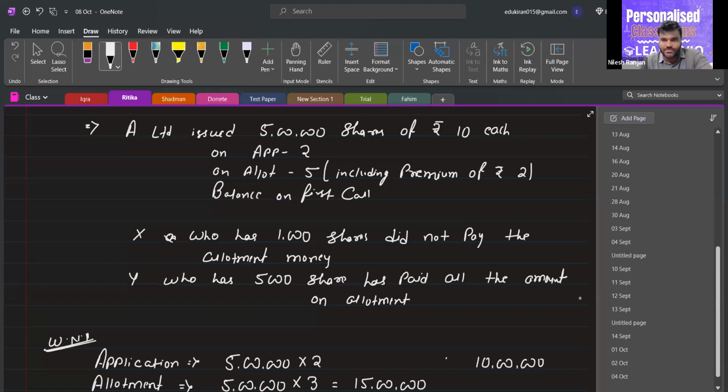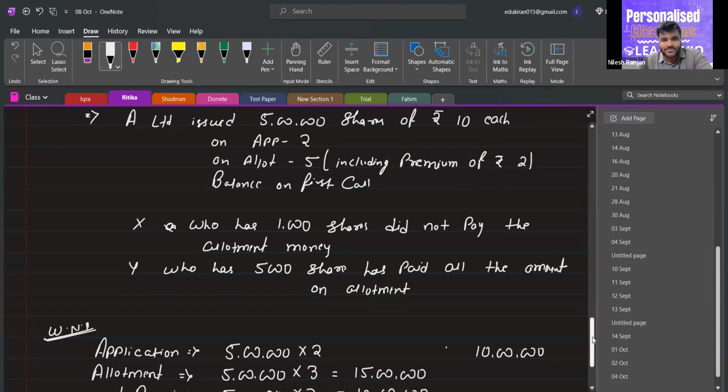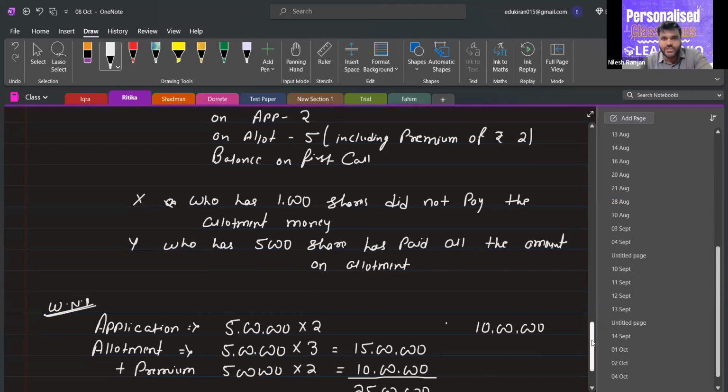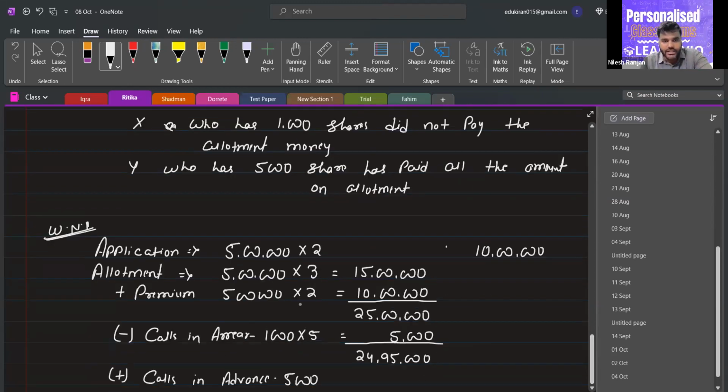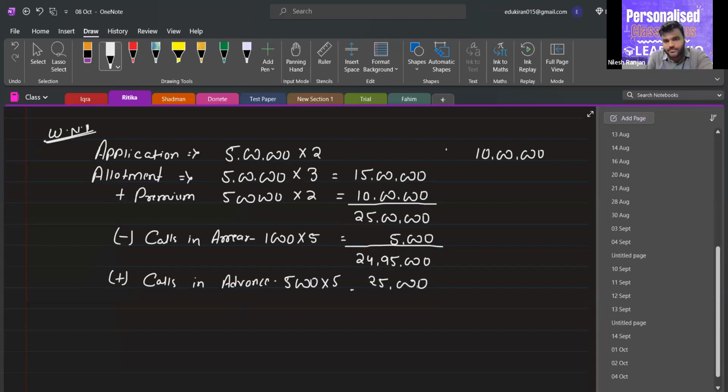What will be the amount? It will be 5 rupees. ₹5 because allotment money, this ₹3 is already included here. Yes, sir. So we will take only the final call, that is ₹5, so 25,000. Clear? Yes, sir. Okay, now this is final.